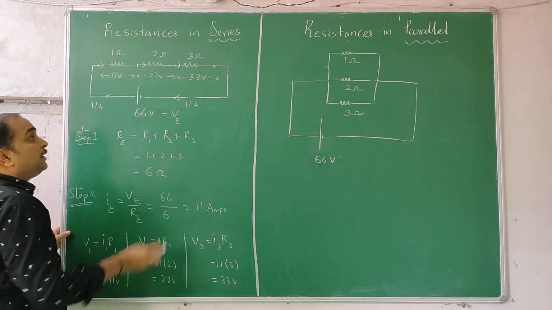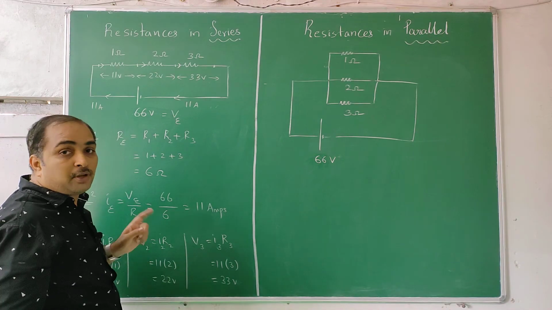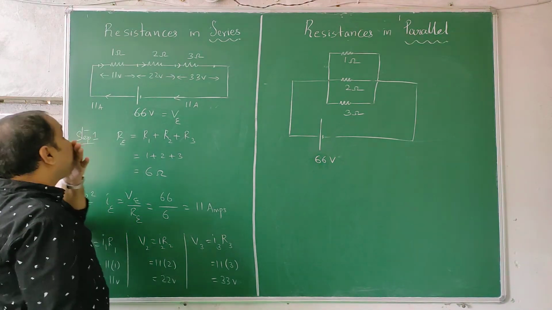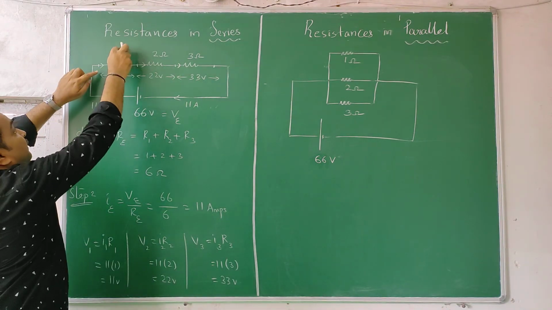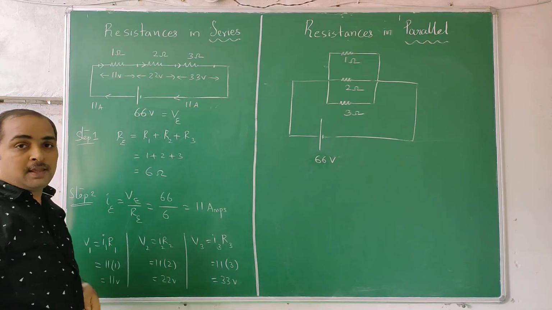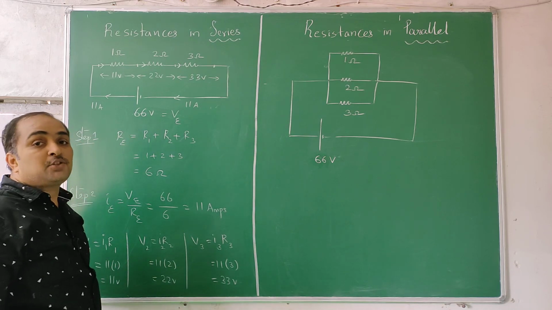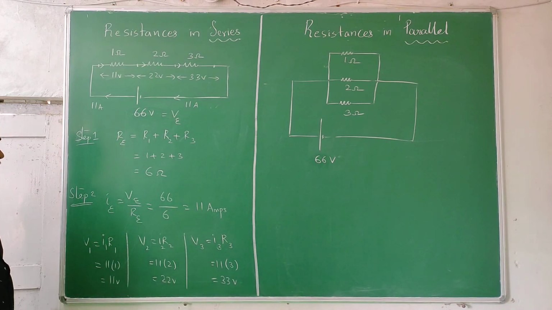After getting equivalent current, you used the principle that I is equal to I1 is equal to I2 is equal to I3, common to all. Everywhere you took 11, 11, 11. 11 ones are 11, 11 twos are 22, 11 threes are 33 volts. In this way, we have found potential difference across each of the resistors. This is the method we have to adopt here.